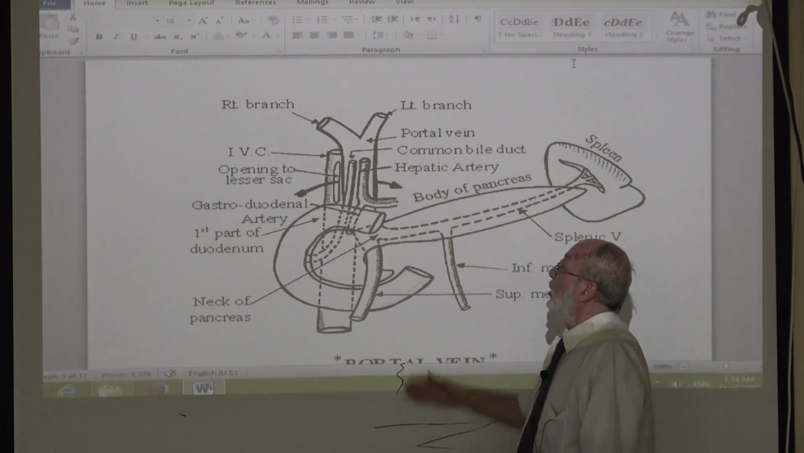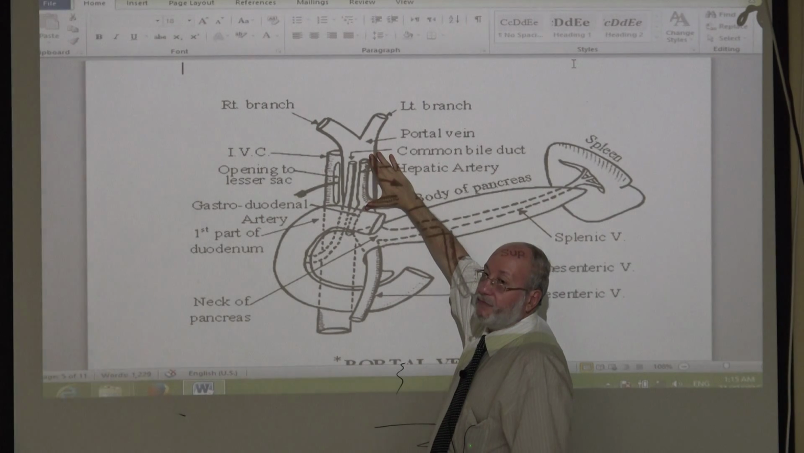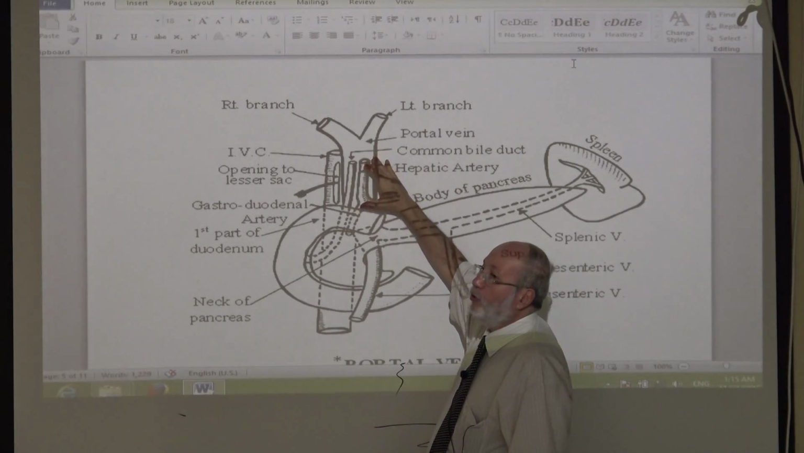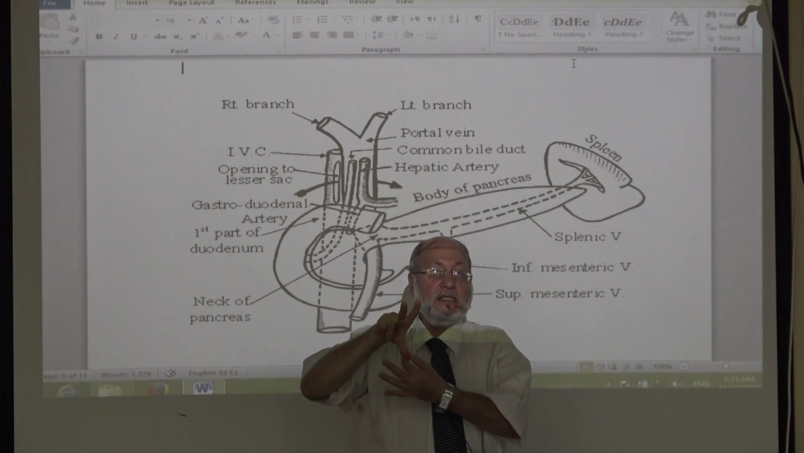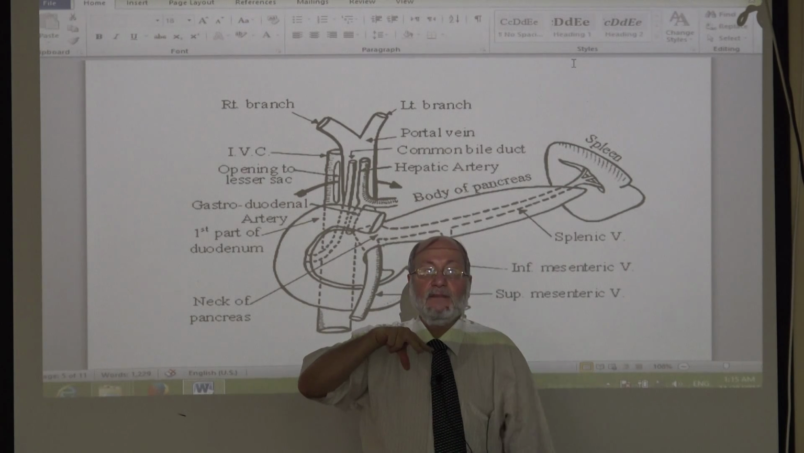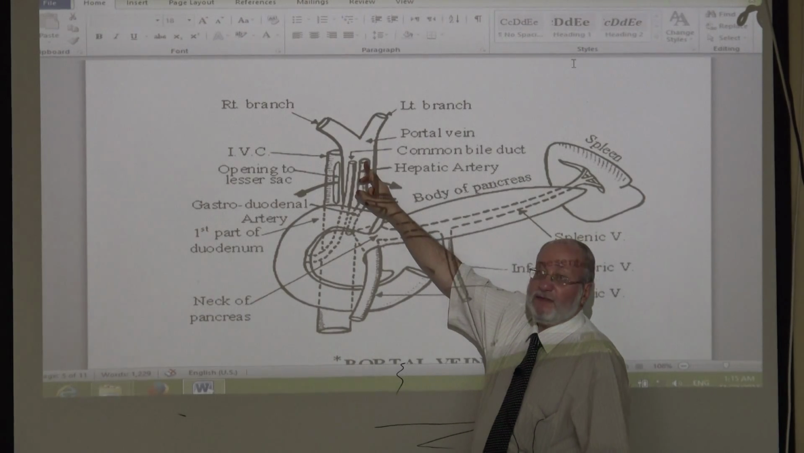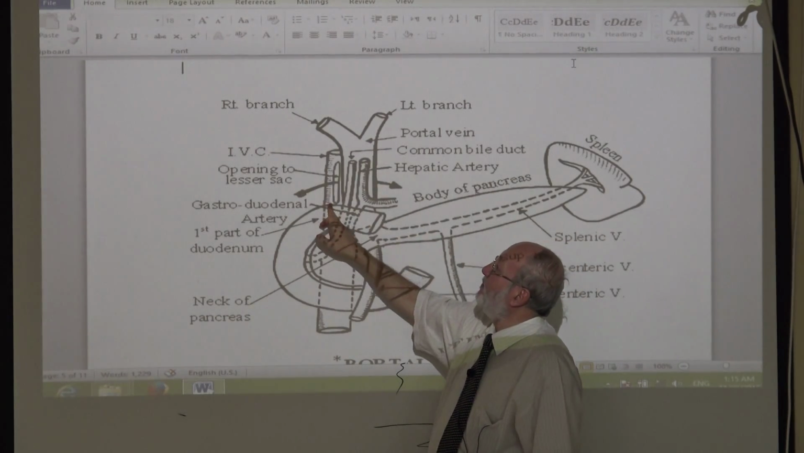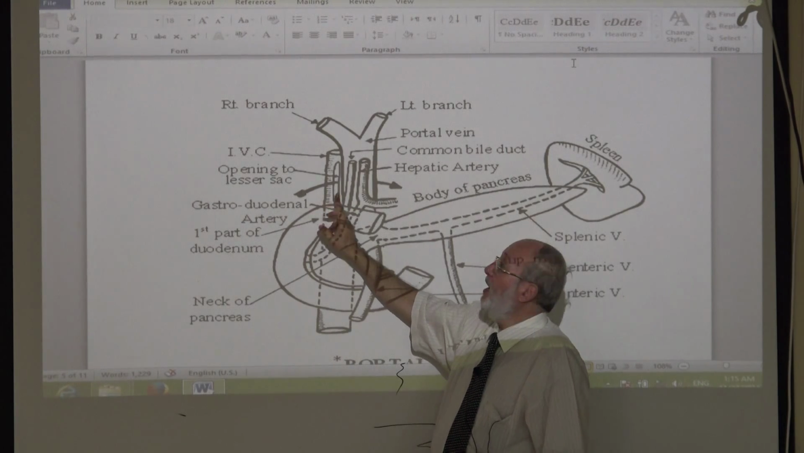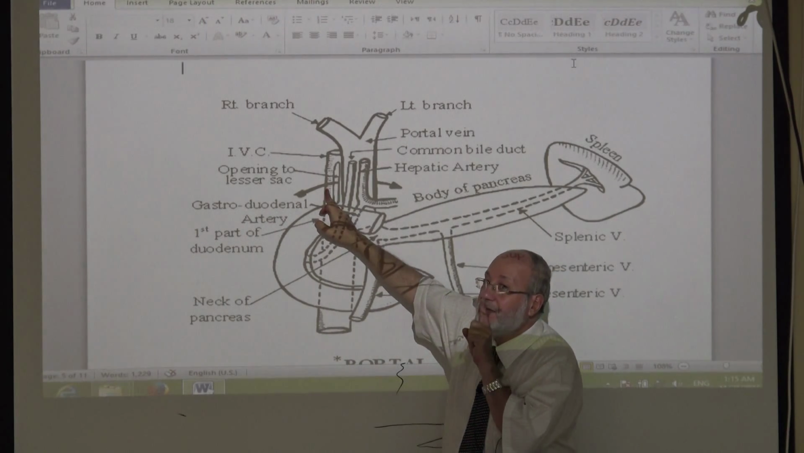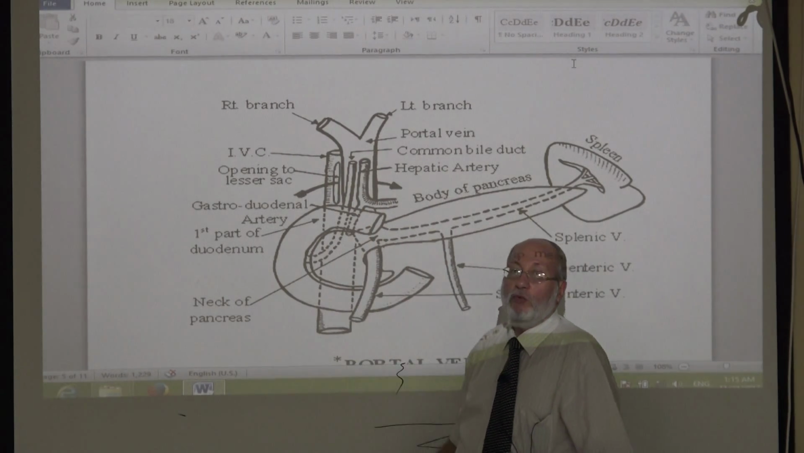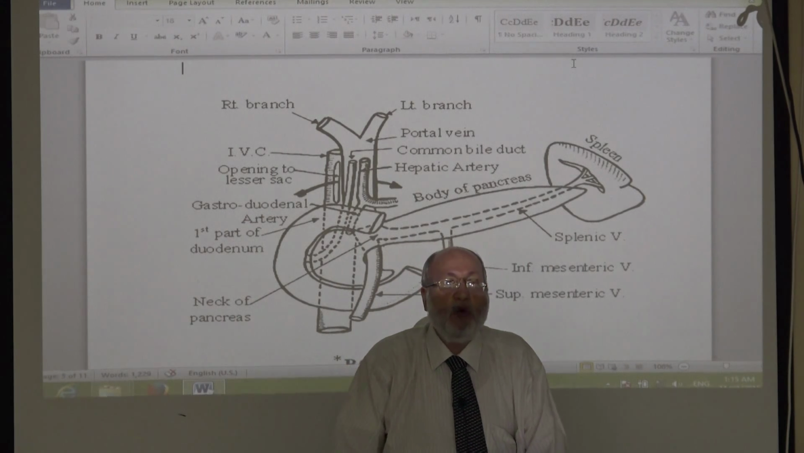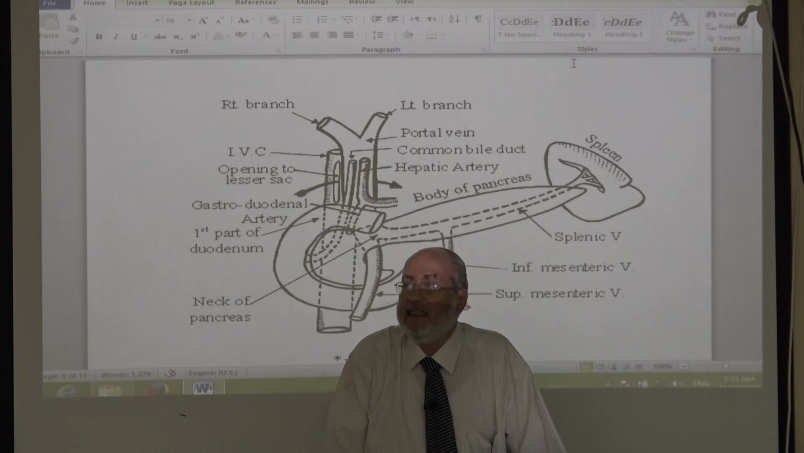Okay? When the portal vein arises above the duodenum, it runs in the free border of the omentum with the three structures arranged as usual. In front of the portal vein there is the common bile duct to the right and the hepatic artery to the left. Posterior to the portal vein, what is present? The inferior vena cava. But between the portal vein and the inferior vena cava there is a foramen, which is the epiploic foramen or foramen to the lesser sac.